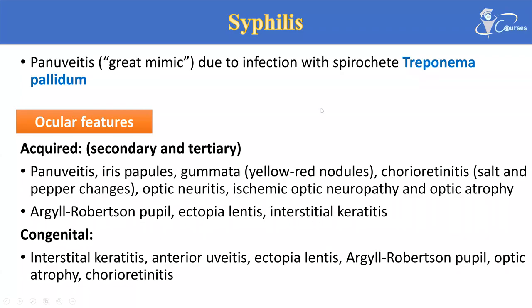So we discussed all this, like optic neuritis, ischemic optic neuropathy, Argyll Robertson pupil, interstitial keratitis. We said that they can be caused by syphilis. In congenital syphilis, we said also that interstitial keratitis can be caused by both congenital and acquired syphilis, as well as anterior uveitis, ectopia lentis, Argyll Robertson pupil, optic atrophy, and chorioretinitis.